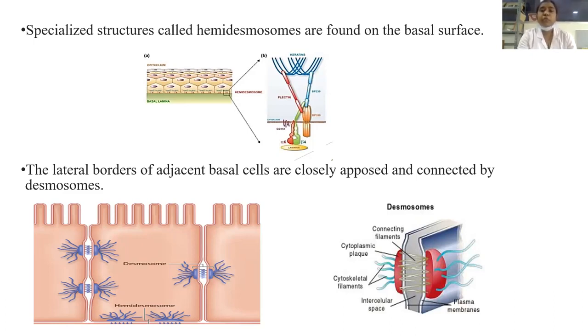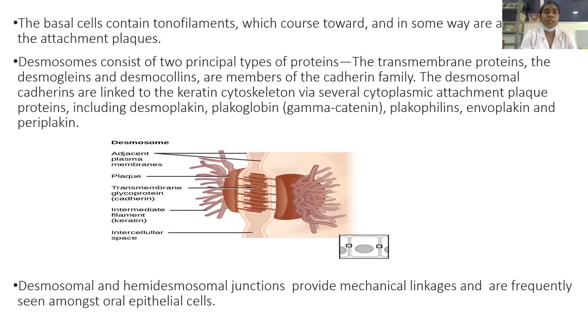So in the desmosomes, what are all the parts that will be there? It consists of connecting filaments, cytoplasmic plaque, cytoskeletal filaments, intracellular space, and plasma membrane. The basal cells contain tonofilaments which pass toward and in some way are attached to the attachment plaques.